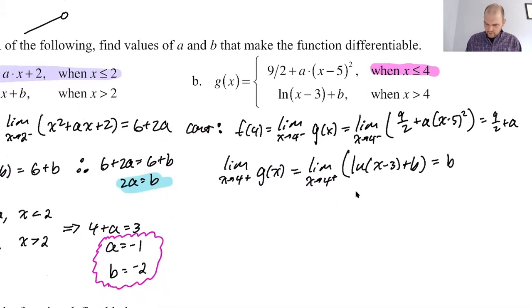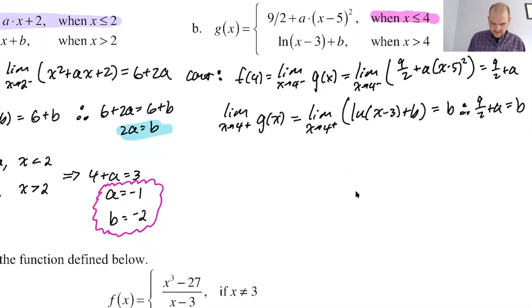Okay, so therefore we get an equation out of this. So I'm going to squeeze it in here. Therefore, 9 over 2 plus a equals b, right? So that'll force the function to be continuous. That's the relationship between a and b when the function is continuous. Now the issue is, can we also make it differentiable? So differentiable.